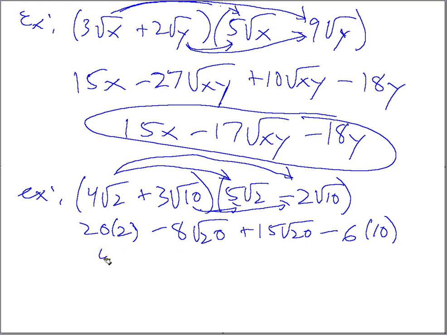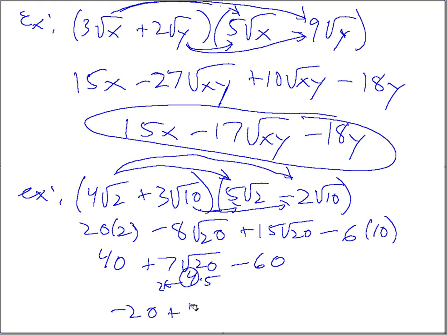20 times 2 is going to be 40. These are like terms here, so negative 8 plus 15 is going to be positive 7 square root of 20. And 6 and 10 is going to be 60. All right. Now, we can simplify the 20 as well. 4 times 5, right? So what comes out? 2 comes out. So you can have 40, first of all, 40 minus 60 is what? Negative 20 there for the two numbers here, constant. And the radical term is going to be what? 7 and 2, 14 square root of 5.